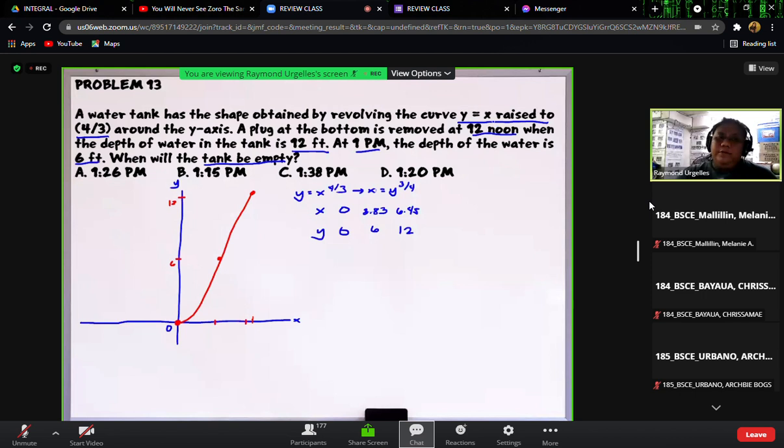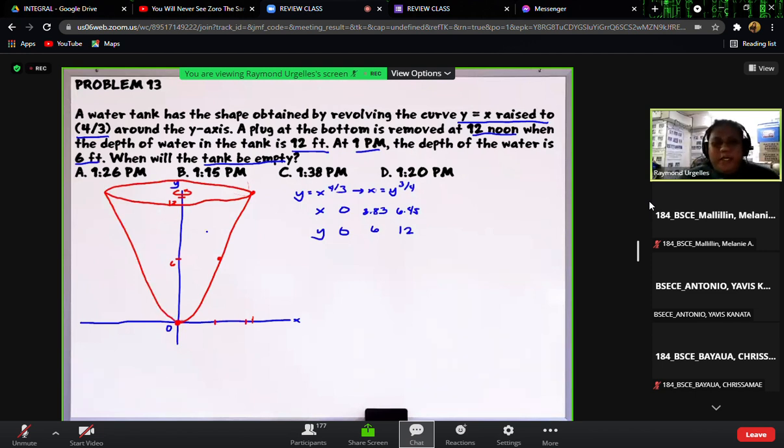So that is the figure for y is equal to x raised to 4/3. It says this is revolved around the y-axis, so this is our axis of revolution. Therefore, you will form this figure. This means this is the shape of our container for this problem.